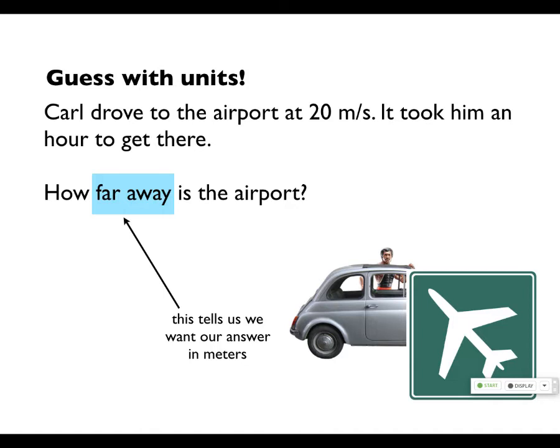And we're given something in meters per second and then something in hours. Hours can be converted to seconds. You're really just trying to cancel seconds. So the best way to cancel seconds: 20 meters per second times some time in seconds. And if you have an hour, 60 minutes in an hour, 60 seconds in a minute, 60 times 60 is 3,600. So this becomes 20 times 3,600, that is 72,000 meters or 72 kilometers.